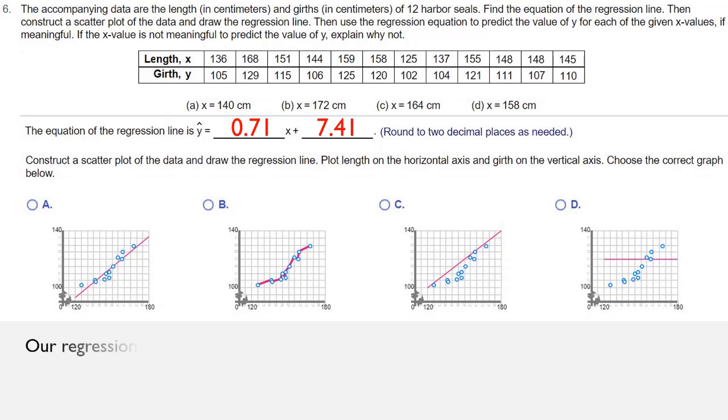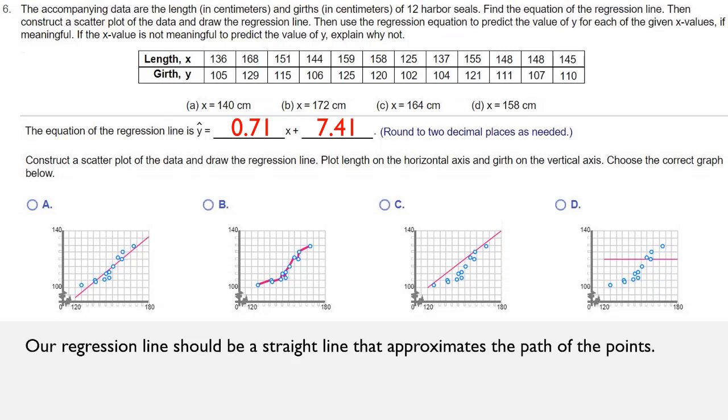So when we look at this, our regression line should be a straight line that approximates the path of the points. So that eliminates choice B, because choice B wasn't a straight line. And when we look at graph D, the line doesn't travel with those points and approximate their motion, so D is eliminated. Then, when we're trying to choose between graphs A and C, we realize that the regression line equation should travel through the points that it is predicting, not on one side or the other of the points. It should be in the midst of those points.